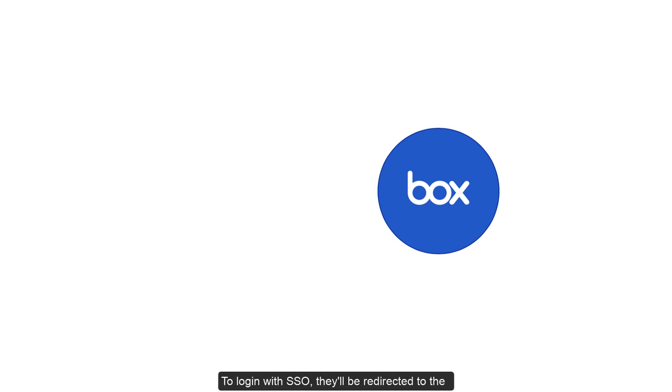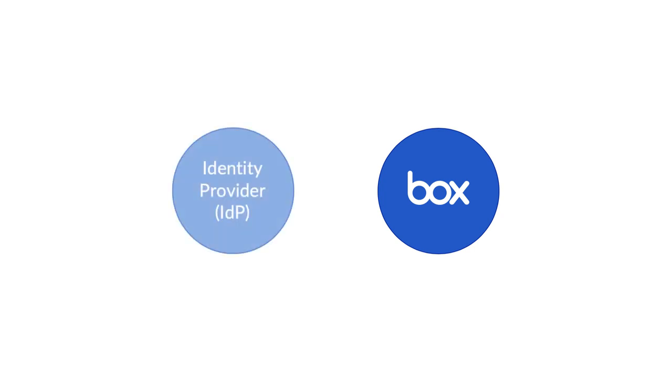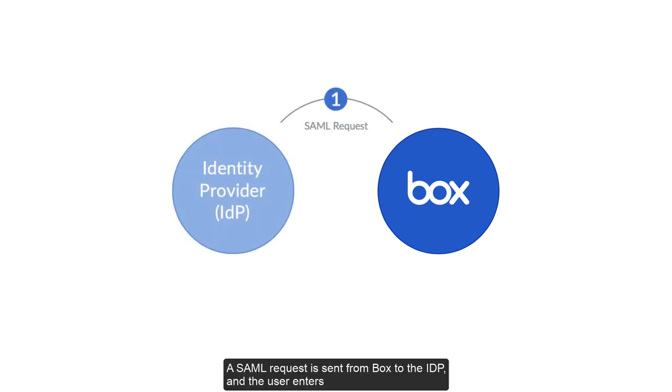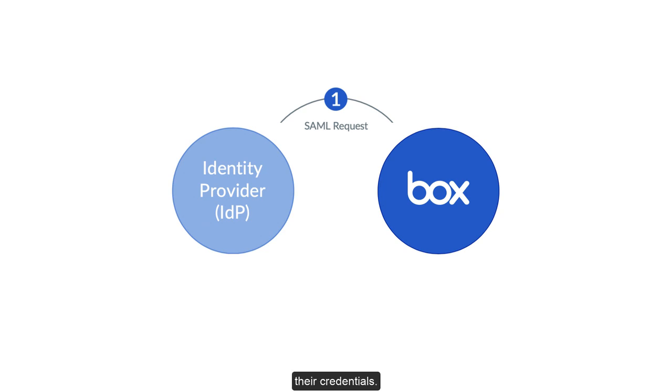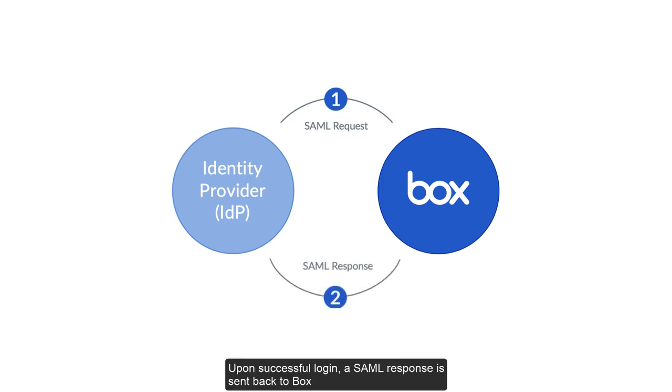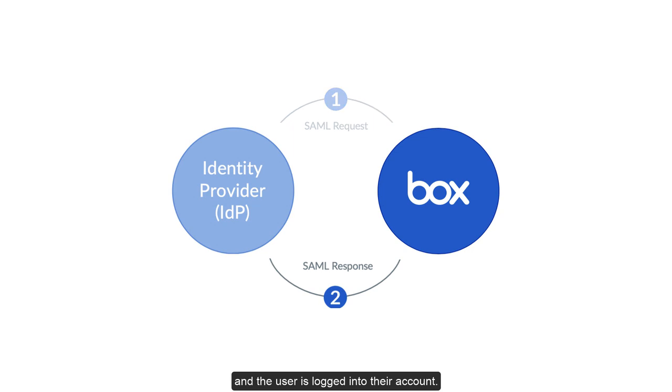With SP-initiated logins, users start at their company's Box login screen. To log in with SSO, they'll be redirected to the identity provider. A SAML request is sent from Box to the IDP, and the user enters their credentials. Upon successful login, a SAML response is sent back to Box, and the user is logged into their account.